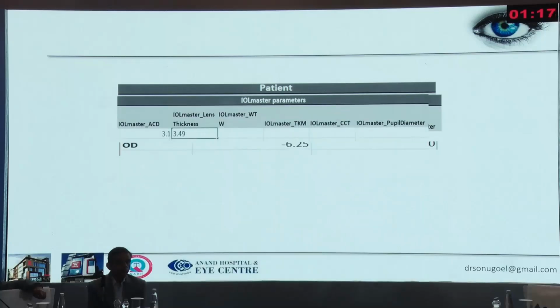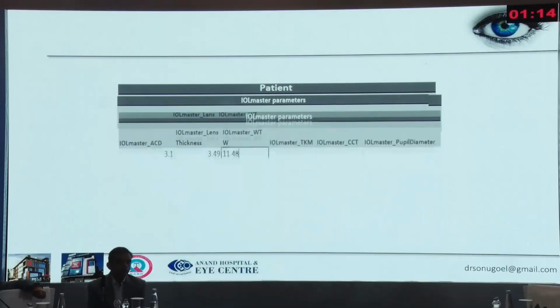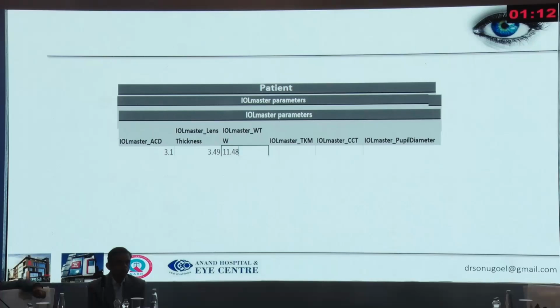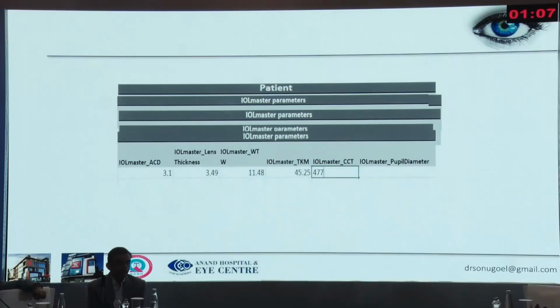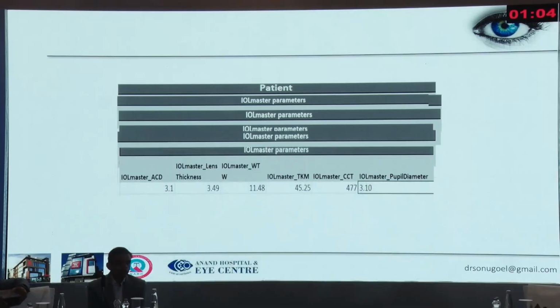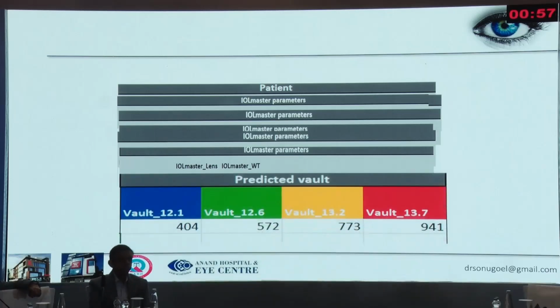After the ACD comes the lens thickness. Then comes the white to white on the IOLMaster. Then you feed in the K readings, K1 and K2. Then the central corneal thickness, and then the pupillary diameter, and this will give you the vault with different sizes of the ICL. So for example, if you have an ICL of 13.2 size, you will have a predicted vault of 773.